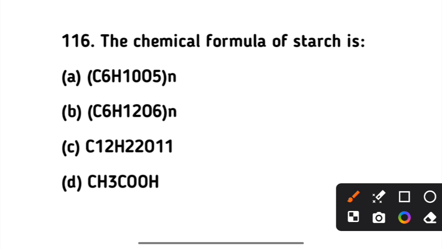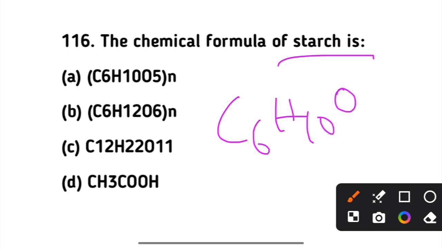Next, the chemical formula of starch is C6H10O5. Option A is correct, C6H10O5.